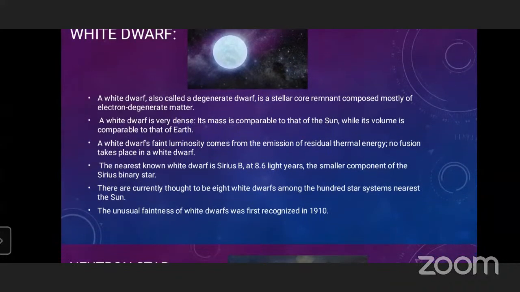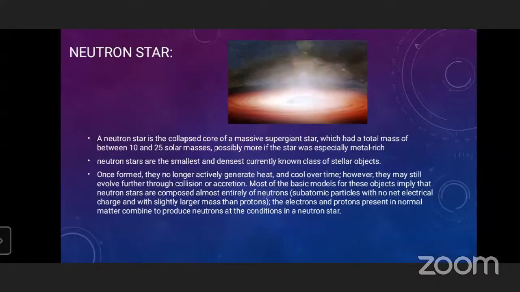Next, neutron stars. When a mass of 10 to 15 solar masses collapses, that is where a star is converted into a neutron star. This neutron star doesn't contain any other particles except neutrons. No electrons, no protons. It contains only neutrons. This is called a neutron star.